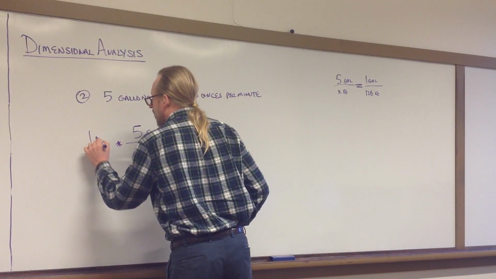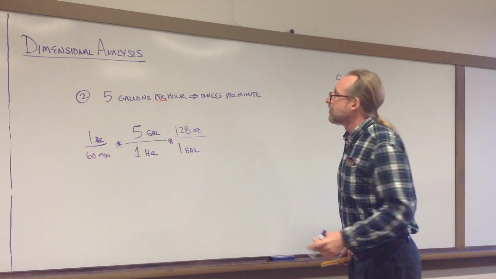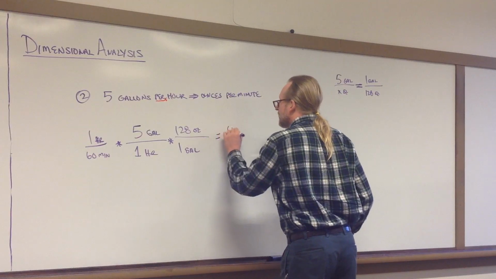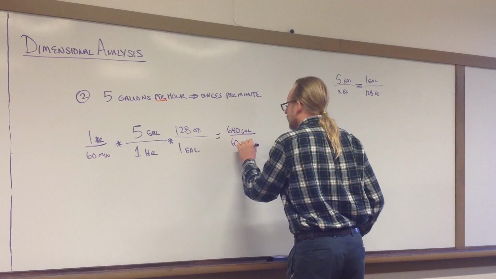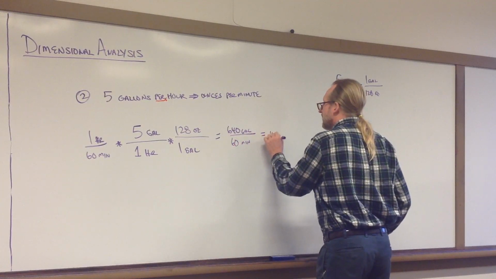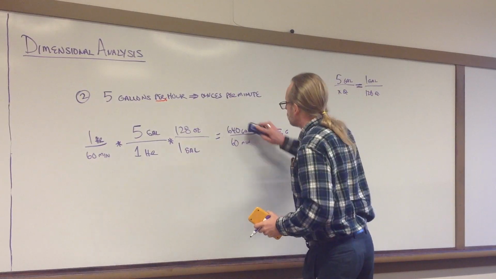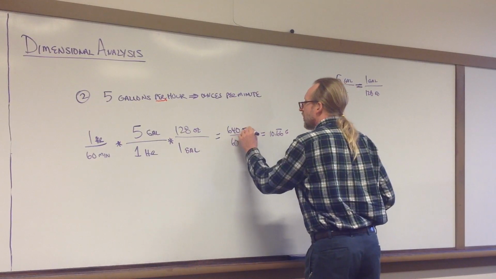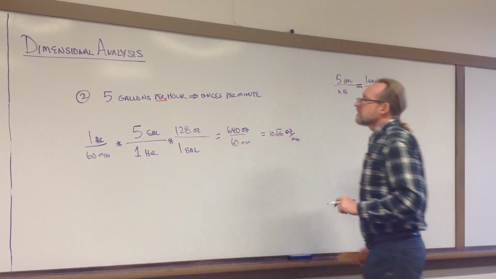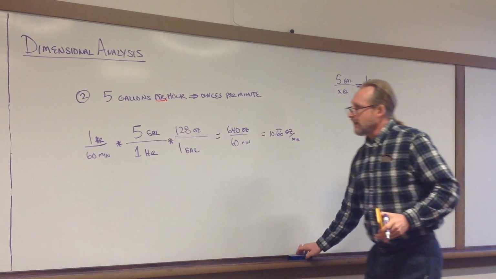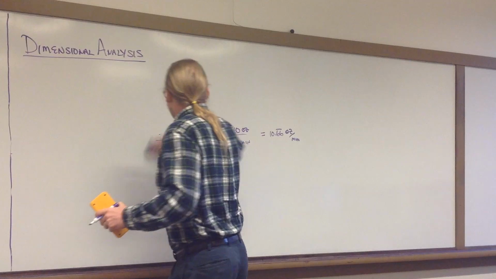1 hour is 60 minutes. And so this one is pretty straightforward. Here's that 5 times 128 is 640. And on the bottom, 60 times 1 times 1 is 60 minutes. And that gives us that same 10.66 ounces per minute. Okay? All right. So there's problem 2. 2 different ways to do that.